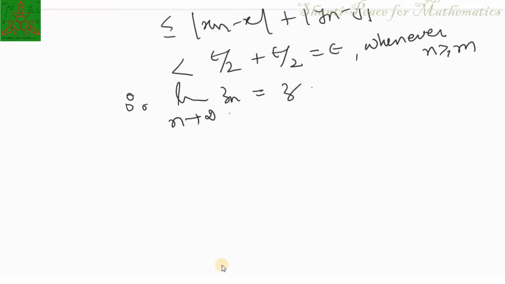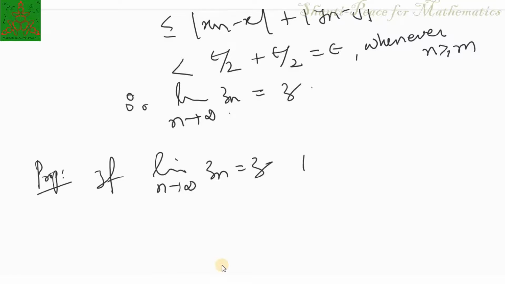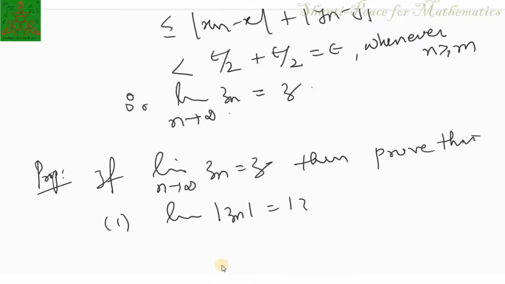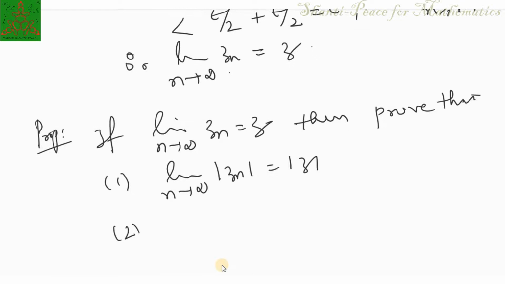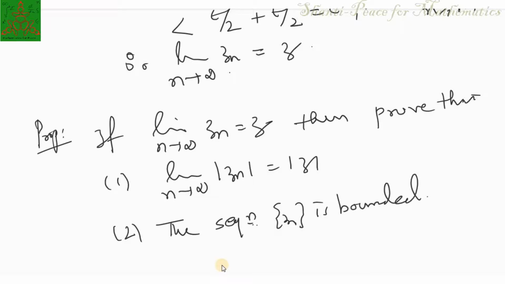With that theorem, we have another property. If limit of Zn is Z as n tends to infinity, then prove that, first, limit of mod Zn is mod Z as n tends to infinity, and second, the sequence Zn is bounded. Now what do you mean by a sequence being bounded?